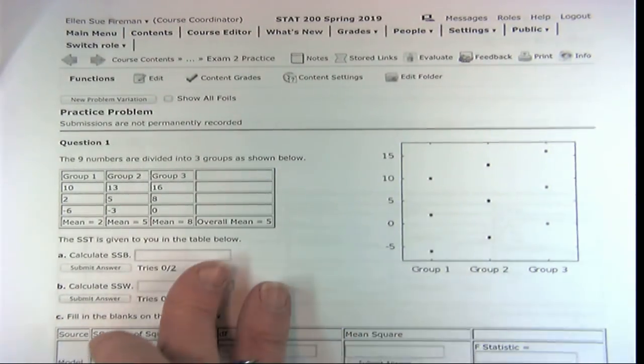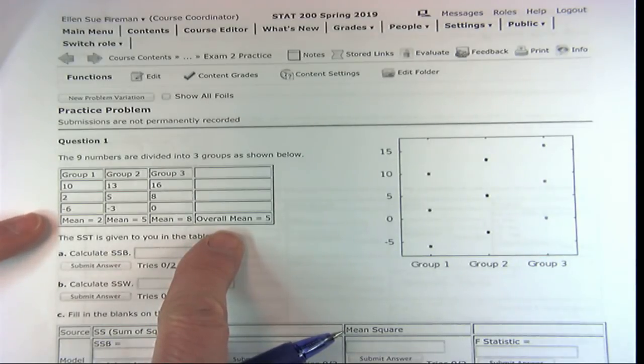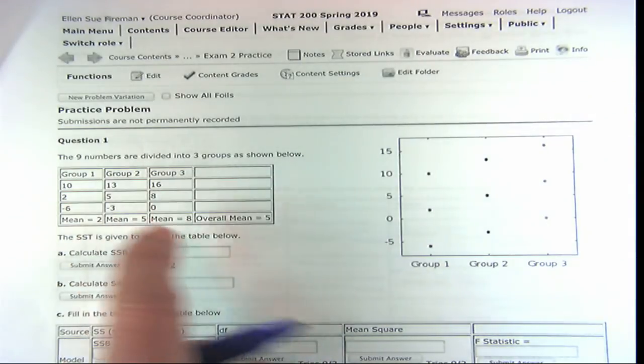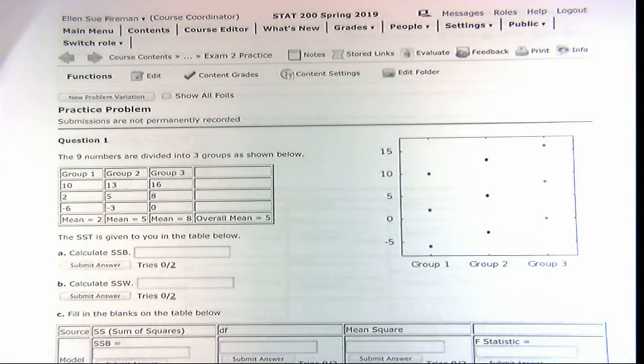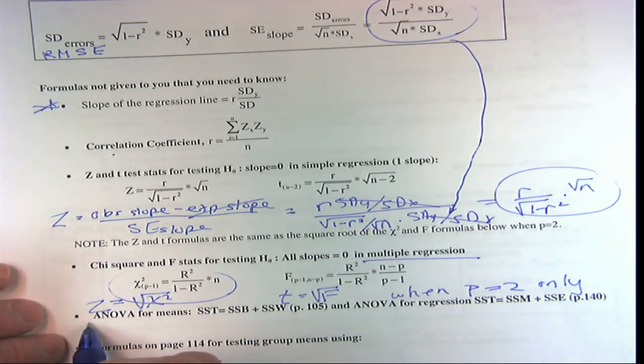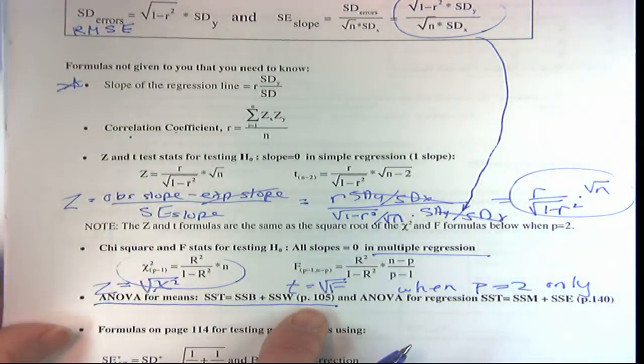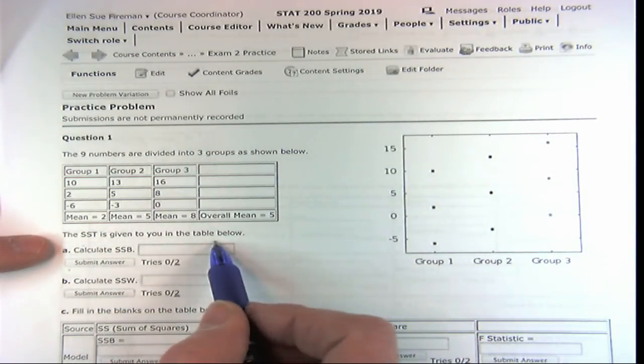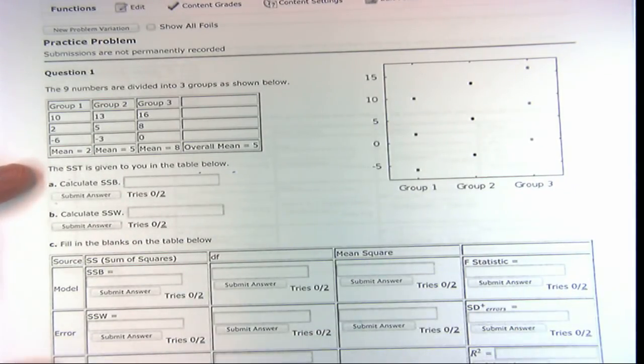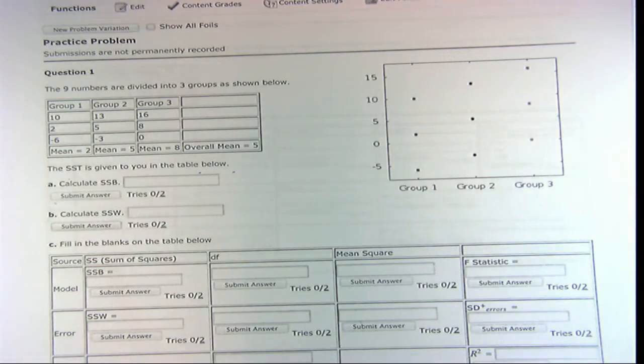All right, so let's see which one I wanted to do. Okay, so we can do this one right here. All right, so you will have to do something similar where you're given the actual numbers, right? The actual numbers. So this refers to what? This refers to this formula right here on page 105. Okay, that. And let's look at this. So the SST is given to you in the table below. So where is it? It's right here. Okay, the SST is given in the table below.